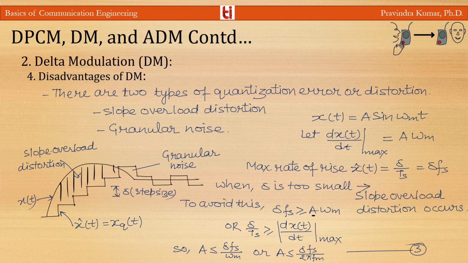To avoid the slope overload error, delta fs should be greater than or equal to A omega m, or you can say delta by Ts is greater than or equal to the maximum value of the modulus of dx(t) by dt. And so from here A will be less than or equal to delta fs by omega m, or A less than or equal to delta fs by 2 pi fm.